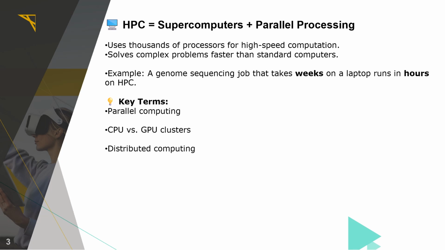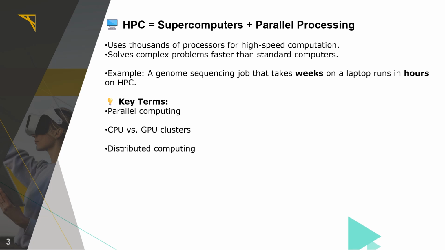Now, how does HPC work? HPC is a combination of supercomputers plus parallel processing. HPC does not rely on a single processor like your normal PC. Instead, it splits your task across thousands of processors, and then it runs the calculations in parallel. And this is called parallel computing. What this means is breaking a big problem into small parts and then solving them at the same time rather than one by one, right?